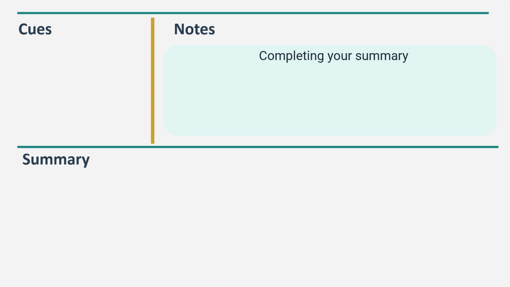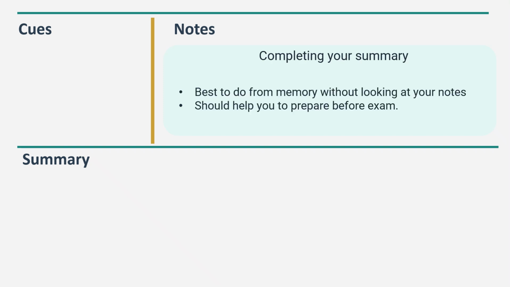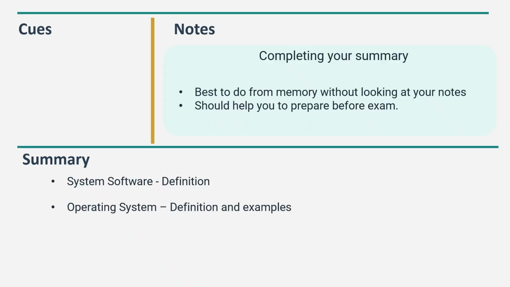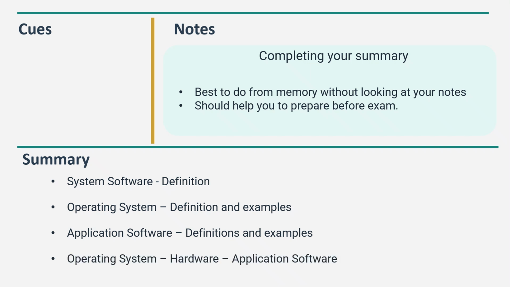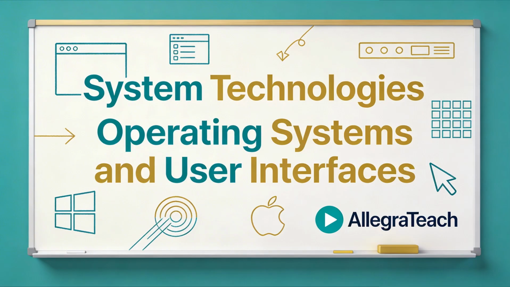So, time to complete your summary. Always remember it's best to do from memory without looking at your notes, and this should help you to prepare just before an exam. You should know the system software definition, the operating system definitions, as well as different examples on different devices. Application software, definitions and examples. And the operating system, where does it sit in terms of the hardware and application software? And why is each one important?